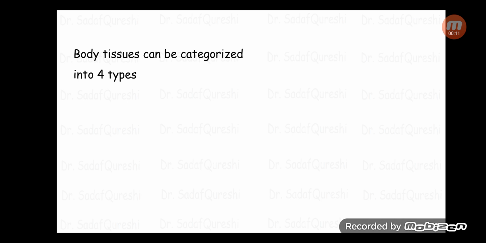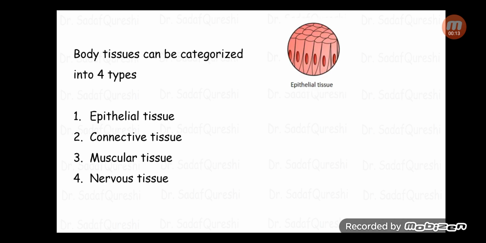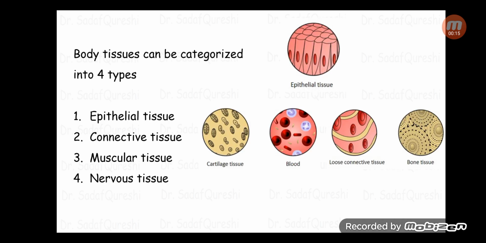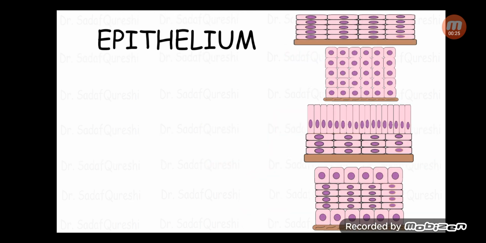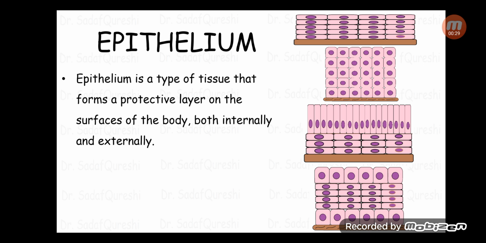So let's start our topic with the basics. As we know, body tissue can be categorized into four types: epithelial tissue, connective tissue, muscular tissue, and nervous tissue. These four types of tissue combine to form different structures and organs in the body. So let's talk about epithelium a little bit, then we will move to stratified epithelium in detail.